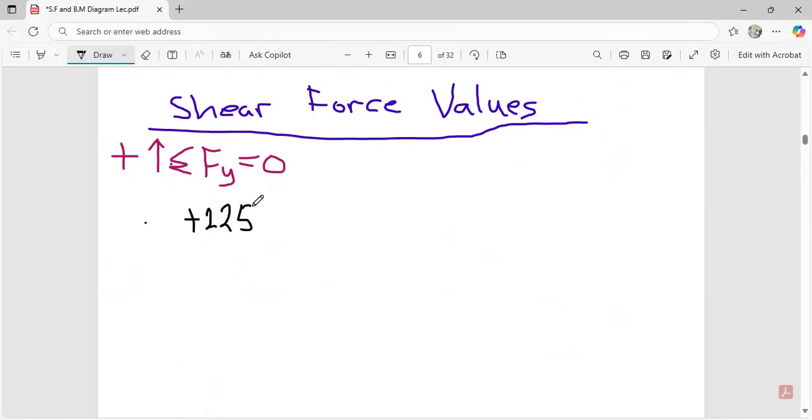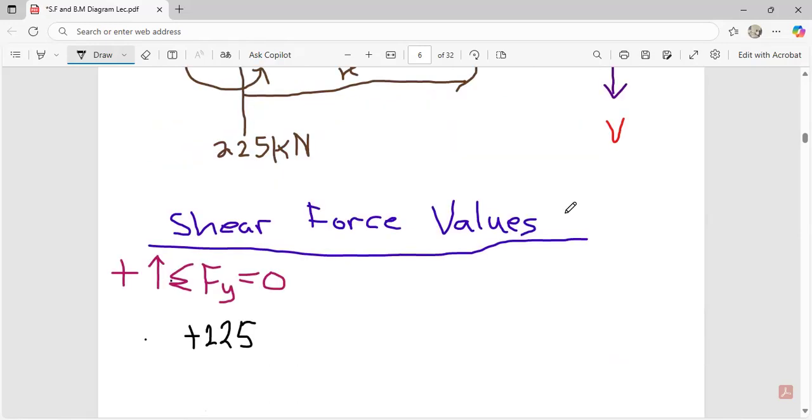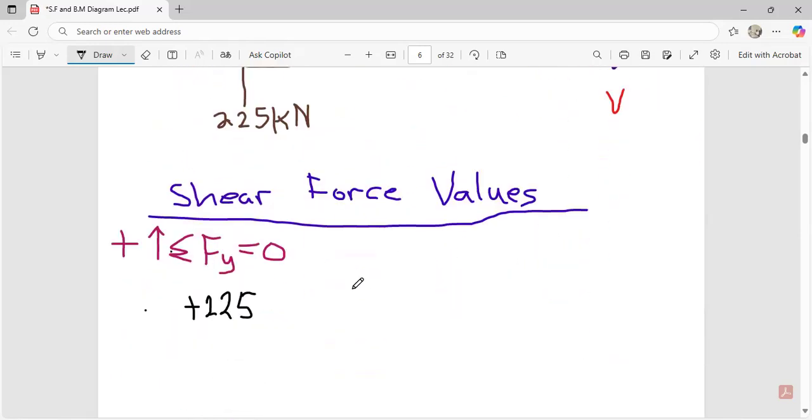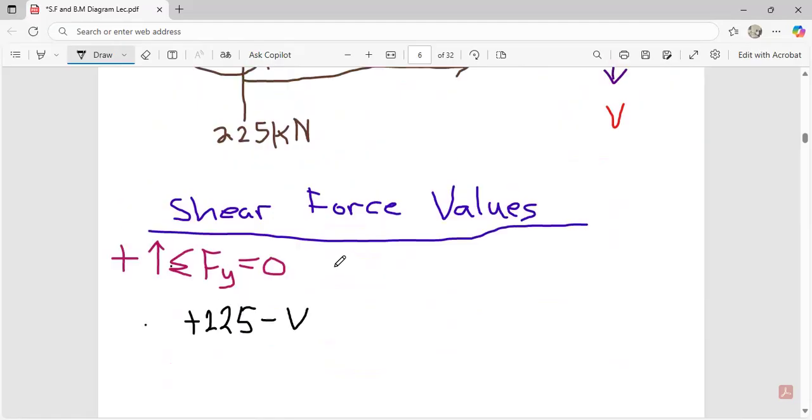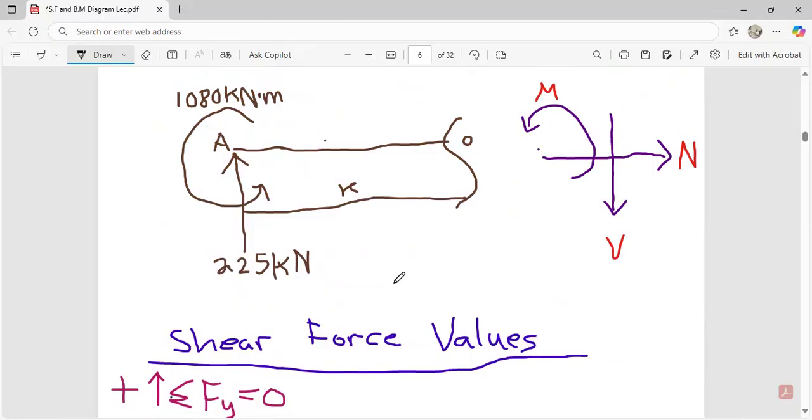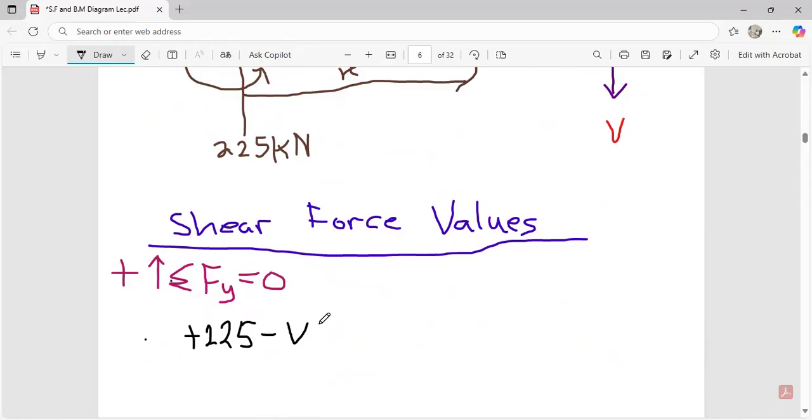225. Okay. And the vein, look at the vein, it's moving downwards. Because it's moving downwards, it's going to be minus. Then who else again? You realize that there is no one else over here. So we have to equate all of this to what? 0.